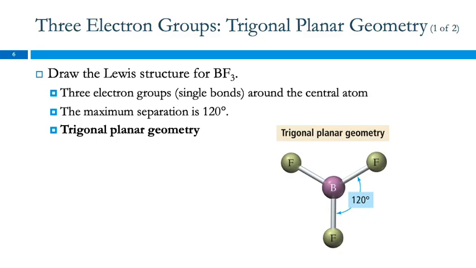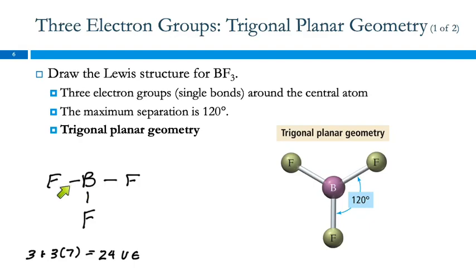Okay, so 3 electron groups. Let's draw the Lewis structure for BF3. So boron and 3 fluorines. And then we count up electrons. Boron has 3 valence electrons. And there are 3 fluorines, and they each have 7. So I believe that's 24. And then we've got 2, 4, 6, 8, 10, 12, 14, 16, 18, 20, 22, 24.